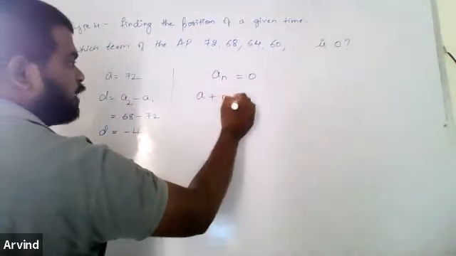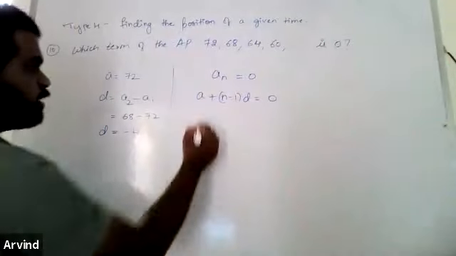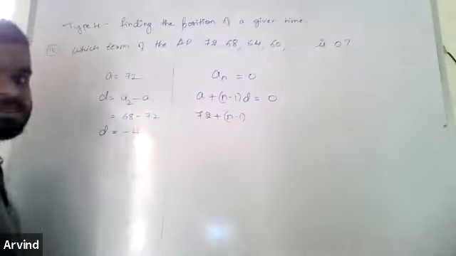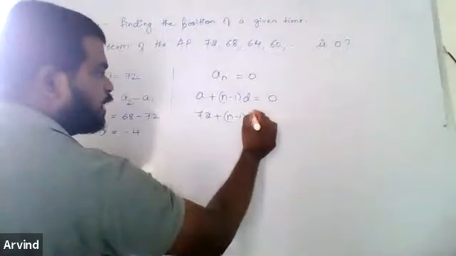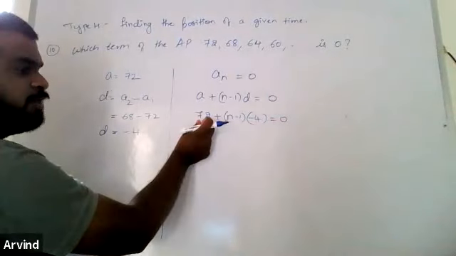A plus N minus 1 into D equal to 0. What's the value of A? 72. 72 plus N minus 1, the value of D is -4 within the brackets, equal to 0. The next step is what? I don't need this 72.